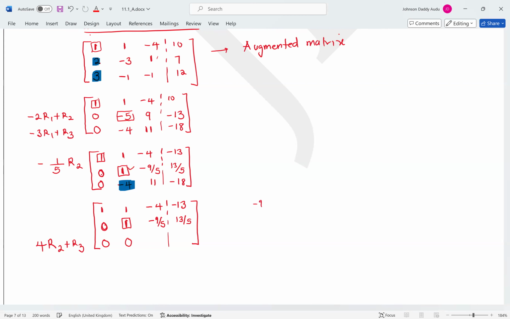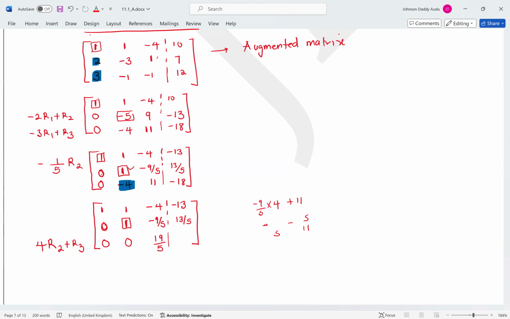Then you have minus 9 times 5. So we have minus 9/5. Then we multiply this by 4. Then we add what? Plus 11. This will give you minus 36/5 plus 11, which you can write as 55/5. And this will give us minus 36 plus 55. It's going to be, I think, 19/5.